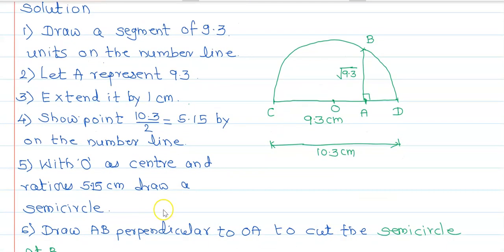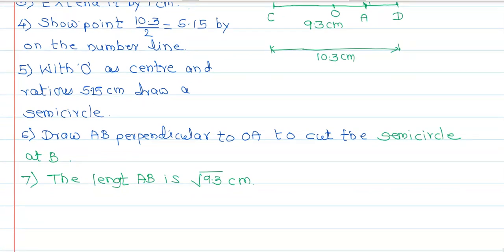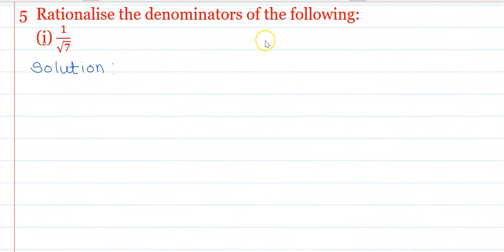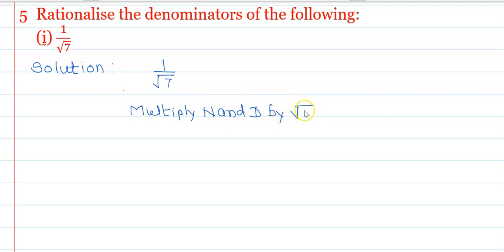Next problem. Now the question number 5. Rationalize the denominators of the following. Now the first question, 1 upon root 7. Again I will write here, multiply N and D by root of 7. Okay.